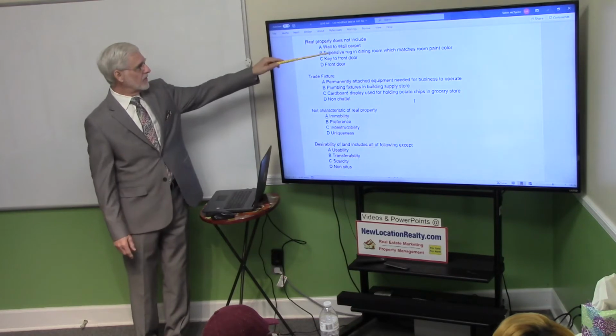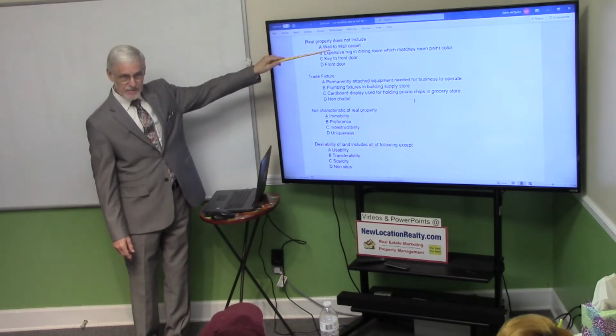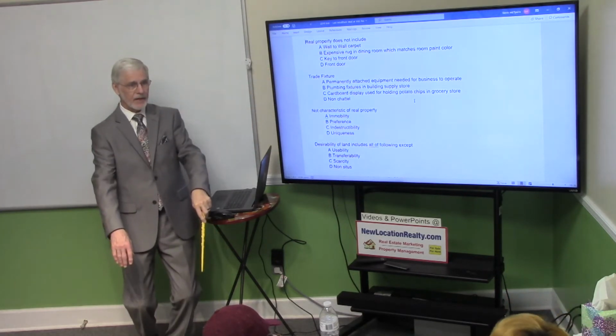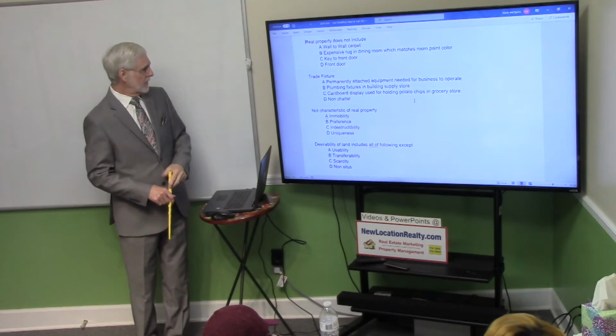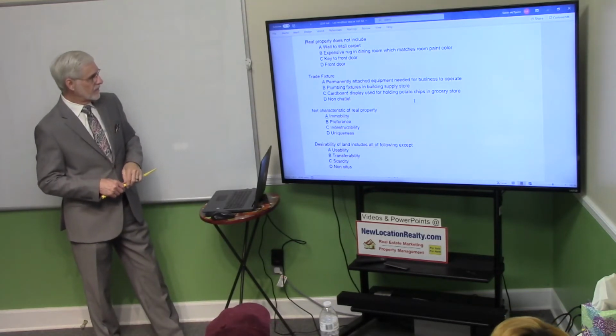But here we have a difference. The wall-to-wall carpet is attached because it's installed. But the rug in the dining room that matches the paint is not; it's just laying there. Okay, all right, trade fixture. Is it A?